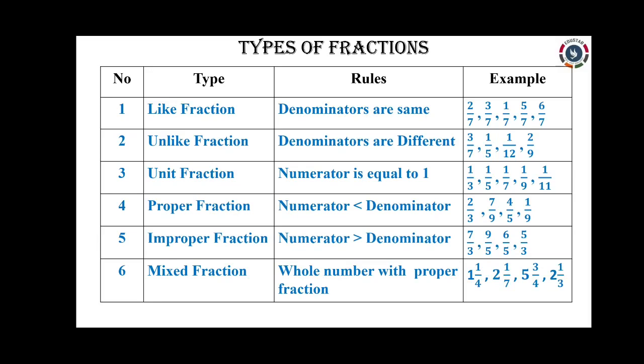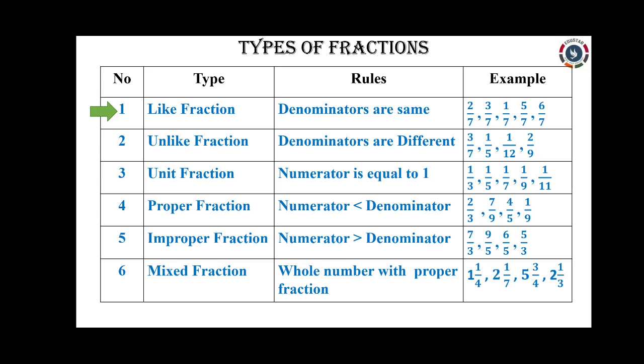Next, we are going to see about types of fraction. Look at this table. Already we have seen there are 6 types of fractions: like fraction, unlike fraction, unit fraction, proper fraction, improper fraction, and mixed fraction. So there are 6 types. First, let us see about like fraction. In like fraction, the denominator must be same.